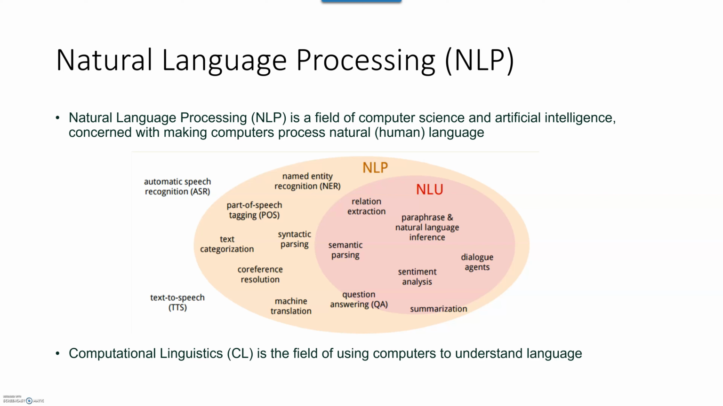So for processing unstructured textual data, natural language processing is used. Natural language processing is a field of computer science and artificial intelligence concerned with making computers process natural human language. There's also computational linguistics, which is the field of using computers to understand the language, hence natural language understanding.